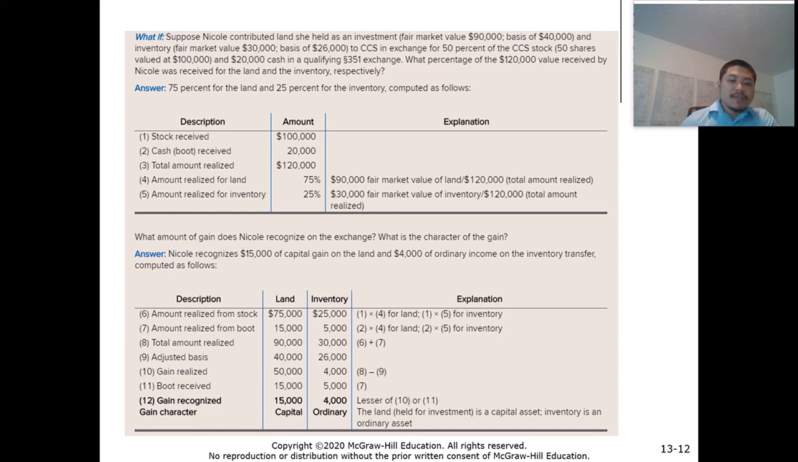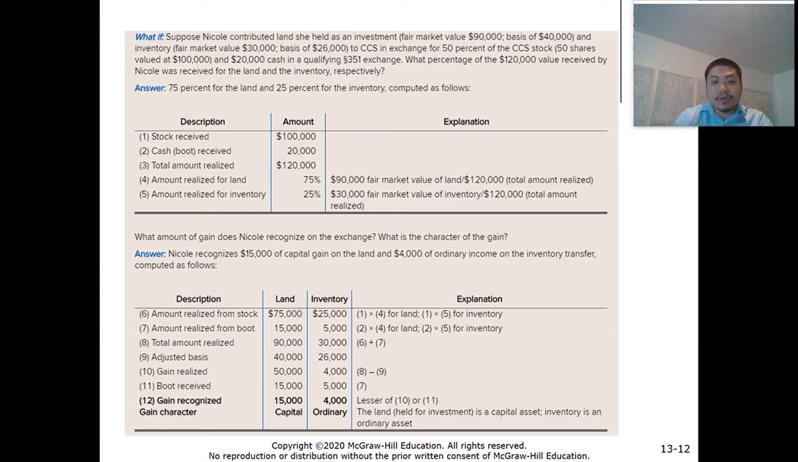And then the boot received is $15,000, right? Because we have 75% of the $20,000 boot, right? So in here we have gain realized larger than boot received. So we have to recognize the gain to the extent of the boot received, which is $15,000, right? And the land, since Nicole has held it as an investment for quite some time now, can be considered a capital asset, right? So because of that, she can recognize the gain as a capital gain, right?